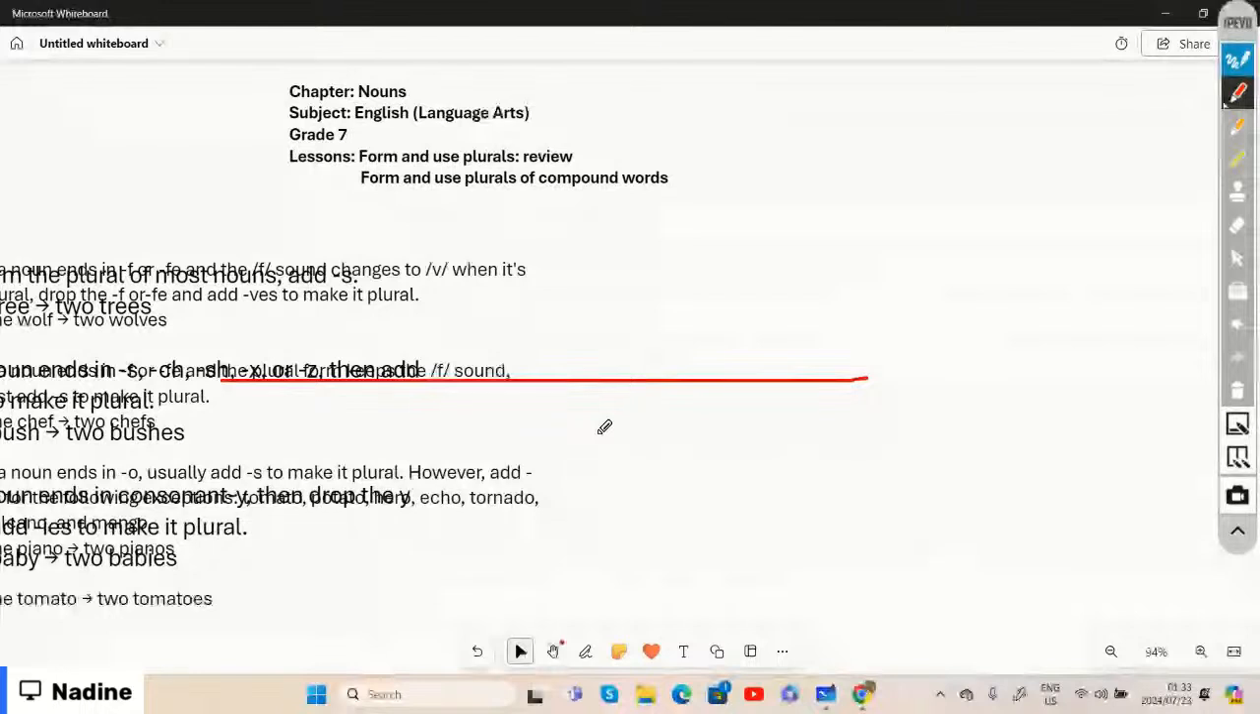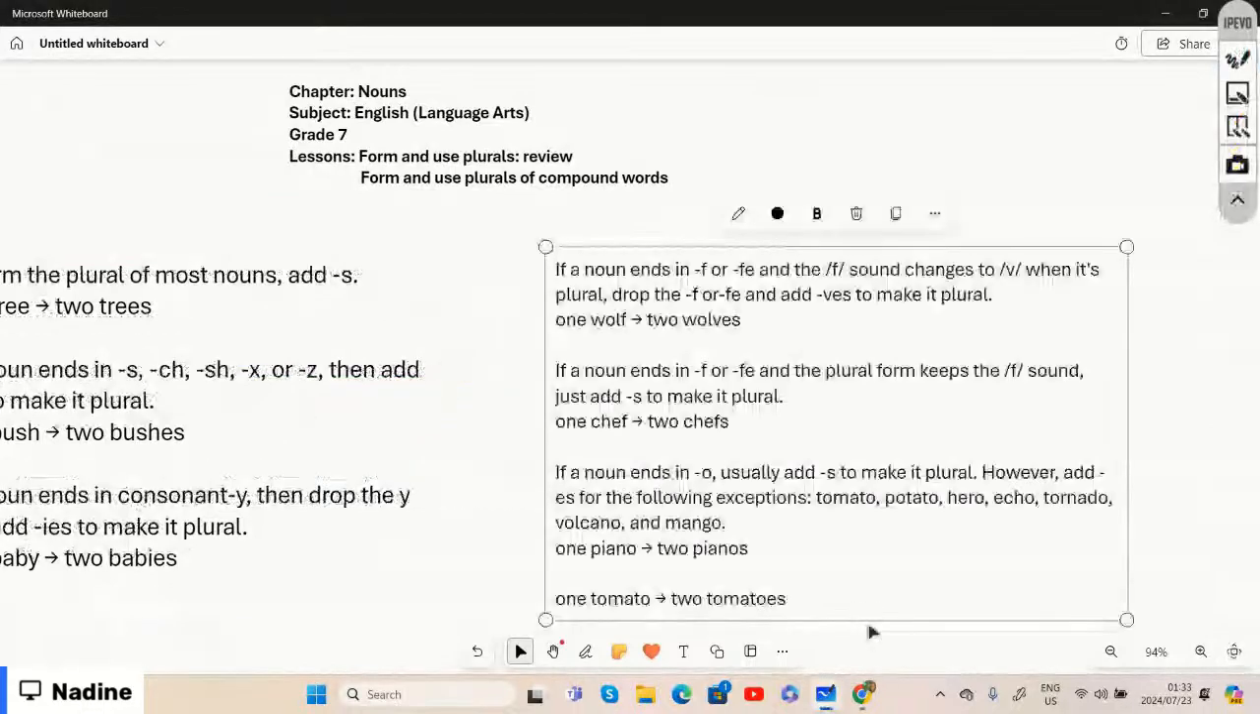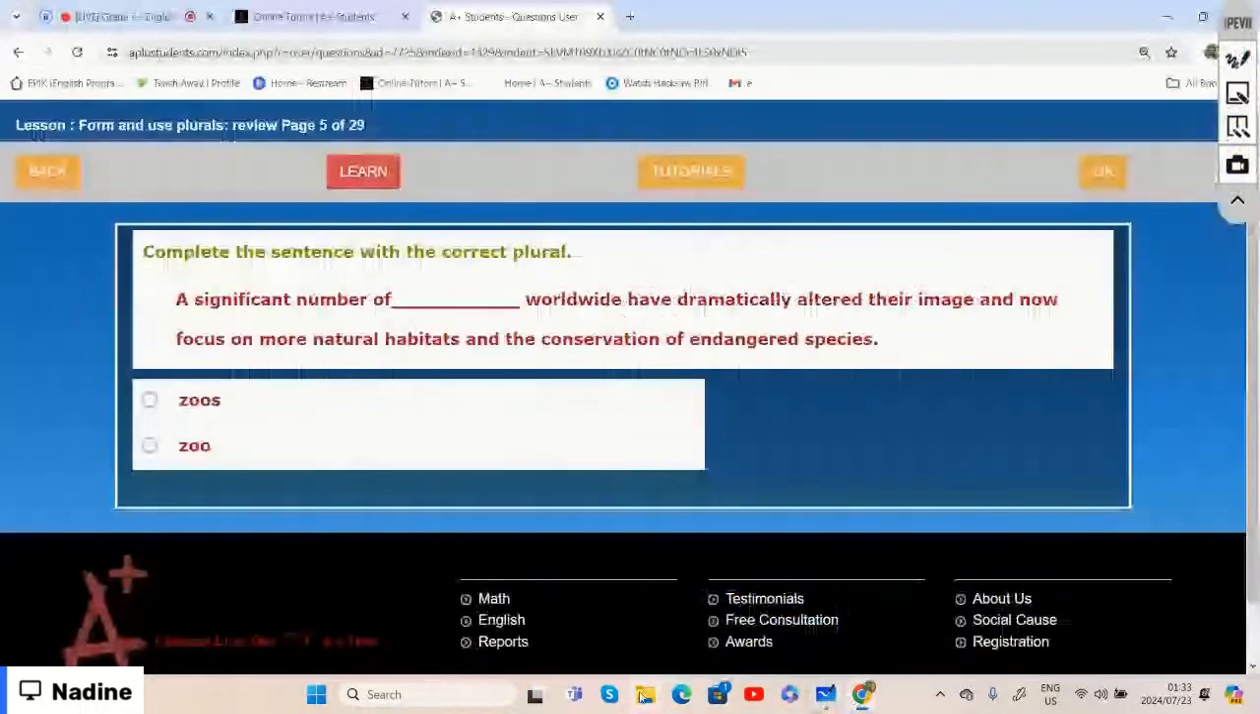All right. If we were to choose the correct option, we're going to say a significant number of zoos. Not one zoo, but more than one zoo, zoos. And that is correct.